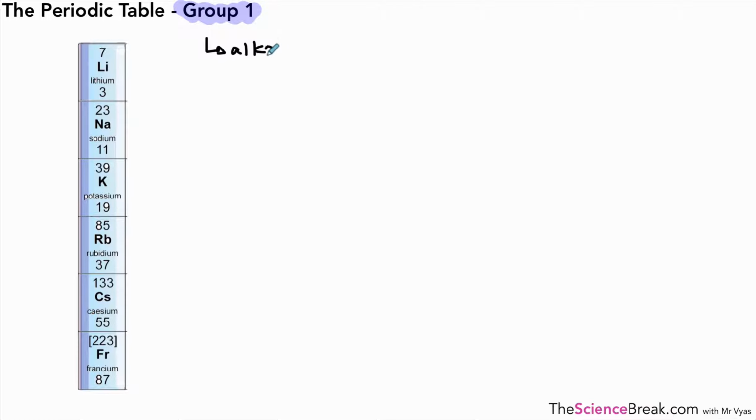Okay, so what we're going to do is have a look at a quick summary of what they are on this page. The first thing is they are called the alkali metals because they make alkali when they react with water. They're very soft. In fact, you can cut them with a knife. They are also very reactive and react with oxygen and water quite easily.